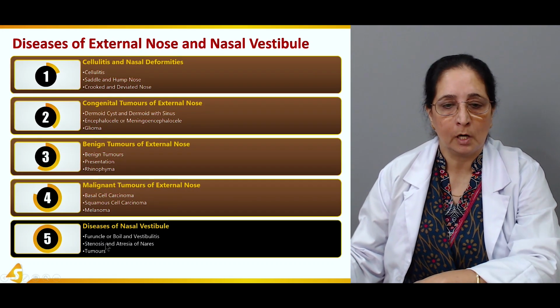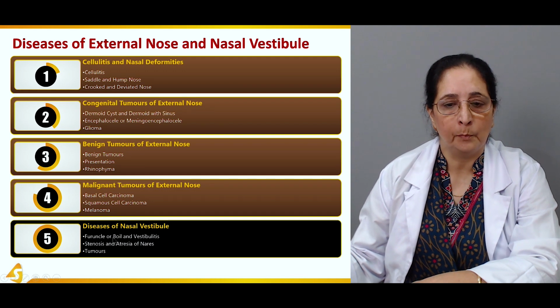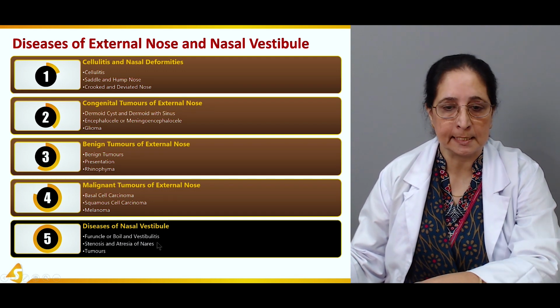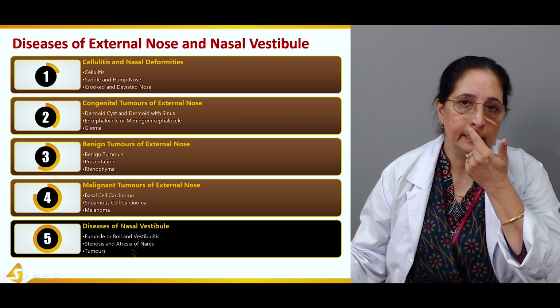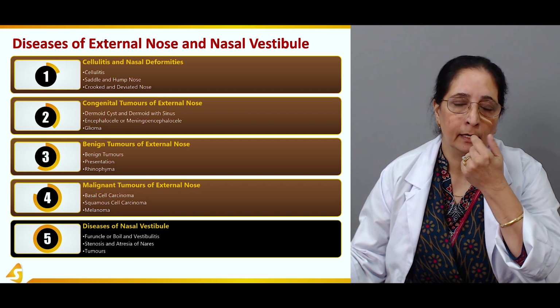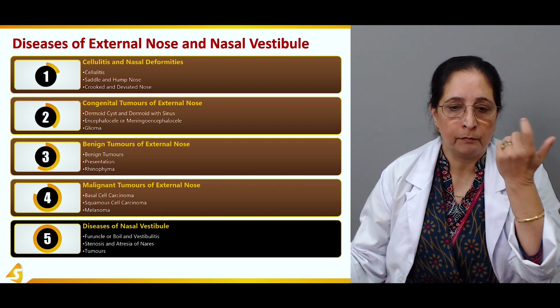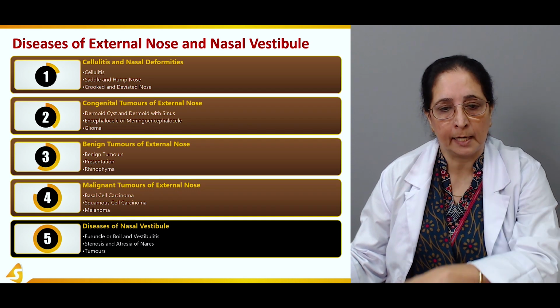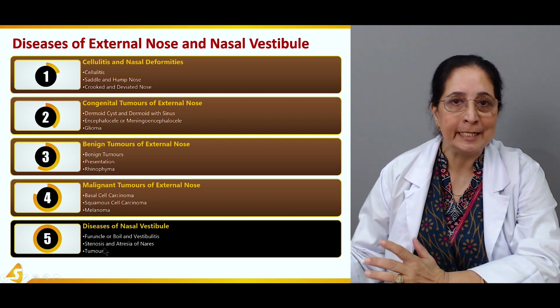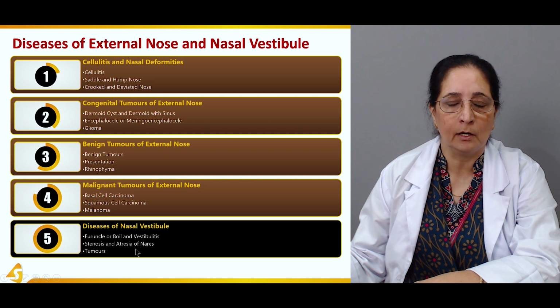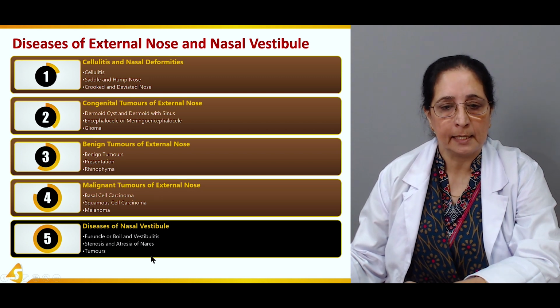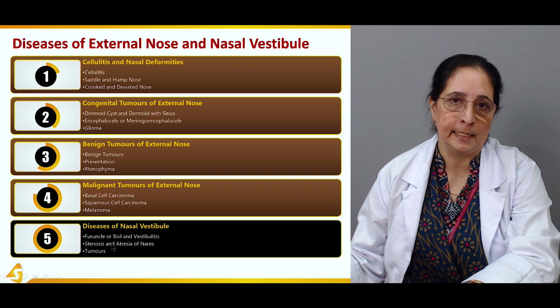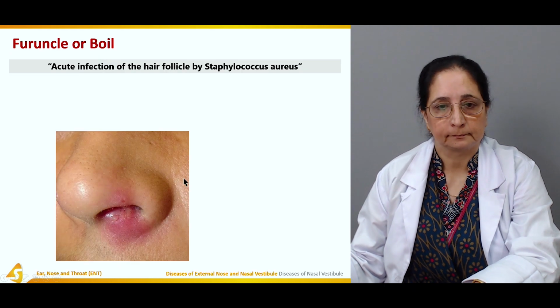In this, we will talk about furuncle or boil and vestibulitis. Boils are very common in the nasal vestibular area, especially in the hair follicle. So we will talk about that. And then we will talk about stenosis and atresia of the nares, and then some tumors of the nasal vestibule.